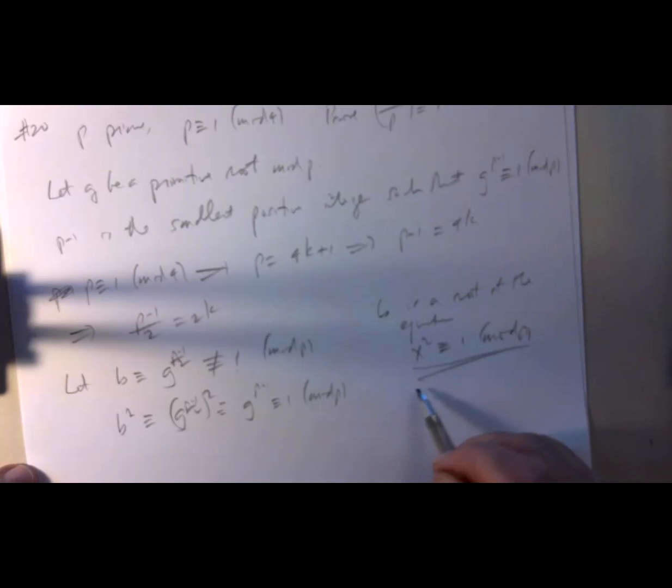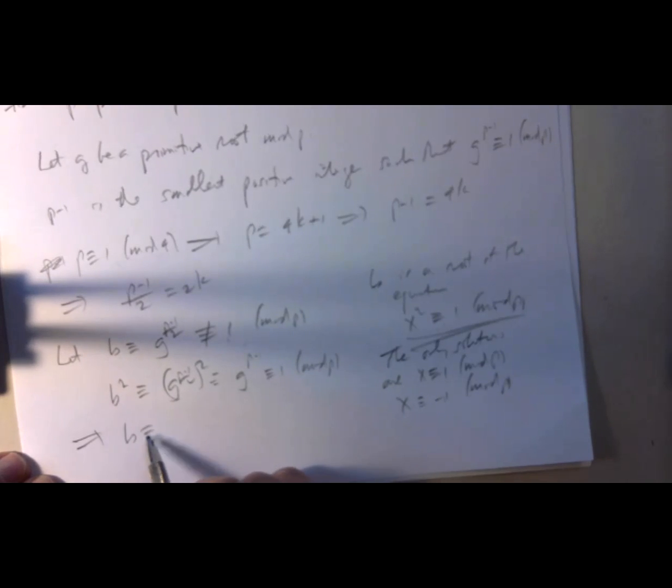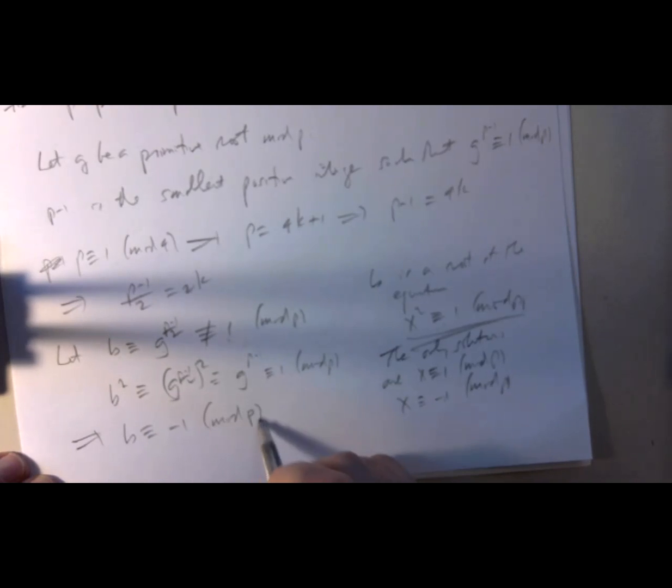But this only has 2 solutions, right? Because the integers mod P are a field, so a polynomial of degree 2 has at most 2 solutions. So the only solutions are x equal to 1 mod P or x equal to minus 1 mod P. These are 2 different solutions of this equation, and these are the only ones there are. So if B is a solution and B is not 1, then B is congruent to minus 1 mod P.